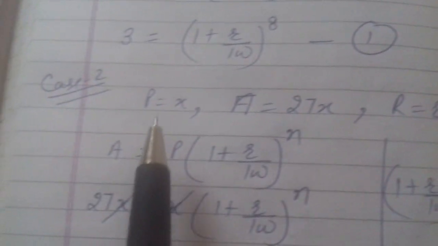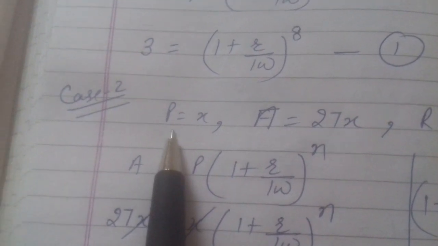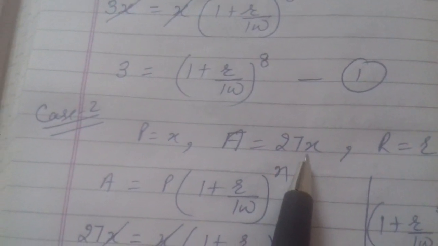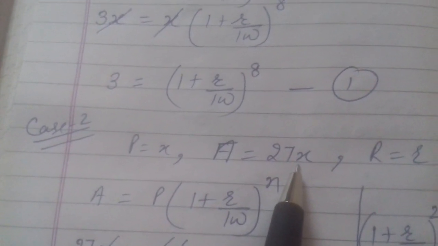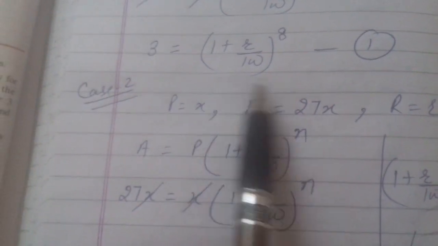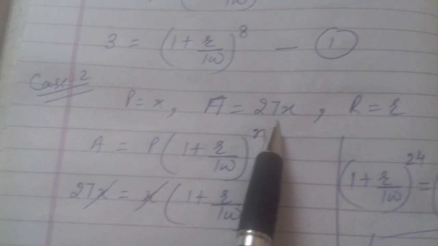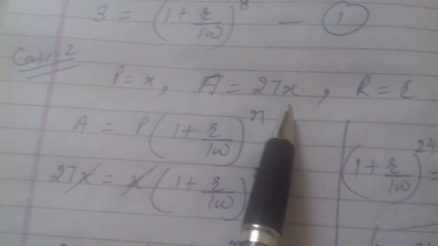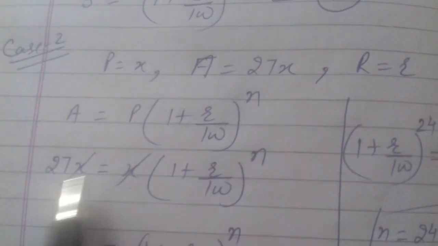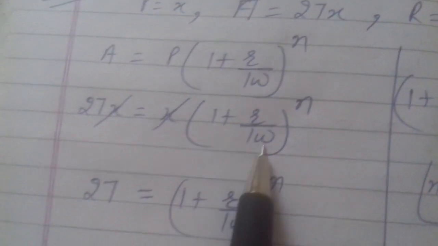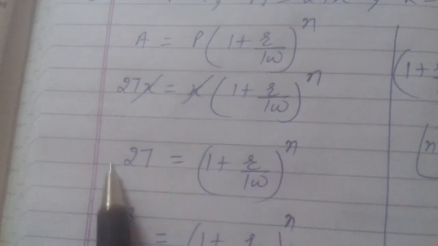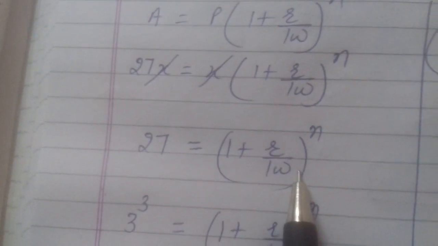Now look children, what is our question? In how many years that same principal will become 27 times of itself? You were given that it becomes 3 times of itself in 8 years. But the question is, in how many years it will become 27 times of itself? That means in second case, amount is 27x. So same formula, 27x, x into 1 plus r by 100. And we don't know n, clear, x and x will get cancelled. So you will obtain this value.